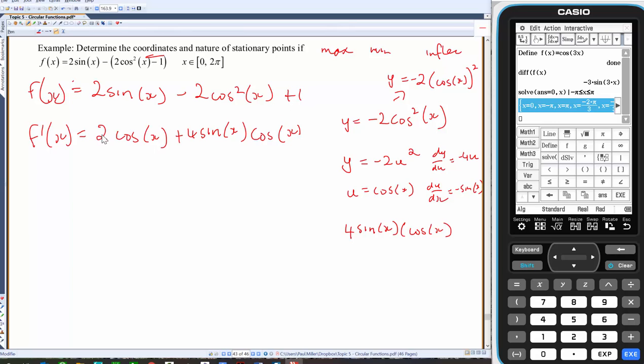Okay, so here we go. All right, so the coordinates and nature of the stationary points. The stationary points occur when f dash x equals 0, so let's do that.